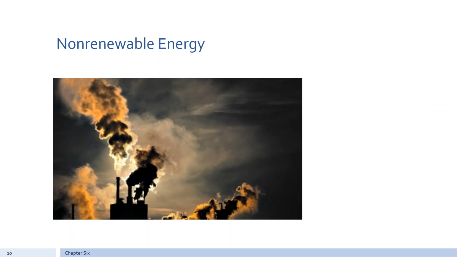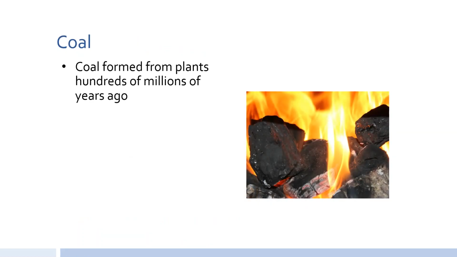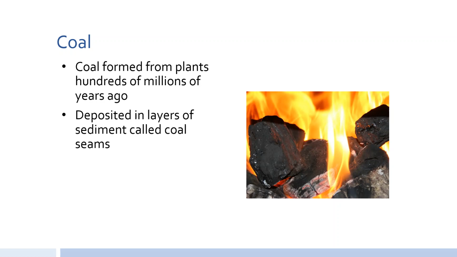So first, we're going to talk about non-renewable energy. Remember, those are the ones that we talked about, where it's coal and oil and natural gas and nuclear power. So first, we're going to talk about coal. Coal was formed from plants hundreds of millions of years ago. Basically, you had plant matter that was deposited in layers of sediment called coal seams, and it was compressed over time. And that's how we get coal.